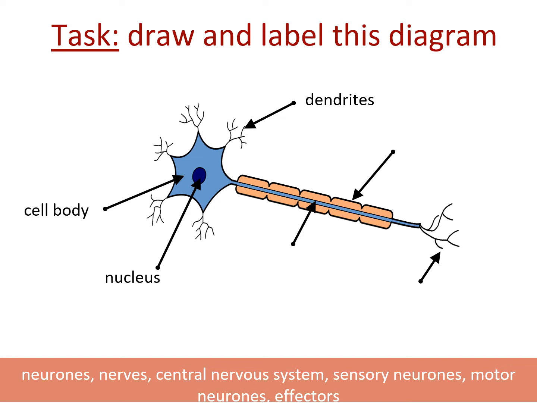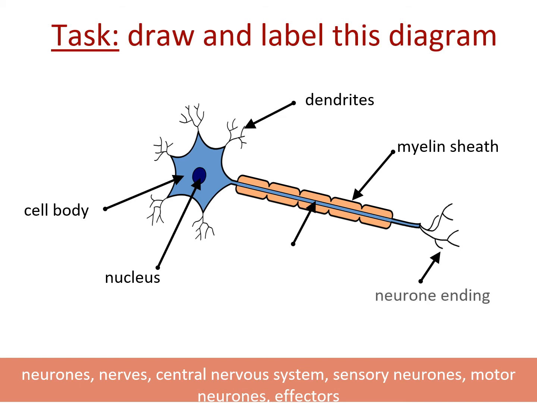So it's the nucleus in the cell body. At the end of the cell body, we've got these dendrites, which are the projections that will contact other nerve cells. And because there are so many of them, it means they can potentially be in contact with lots and lots of different nerve cells.